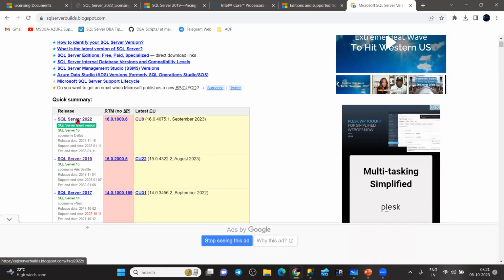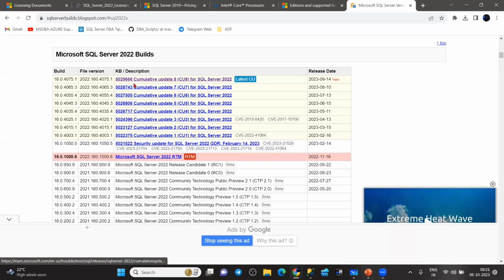So whenever you open SQL Server 2022, for example, what is the latest patch? CU18, and Microsoft released it last month on the 14th. That information you can get here, and if you want to download, you can download from here itself. In the real world also, you will download the patches from this blog. Please make a clear note of it.